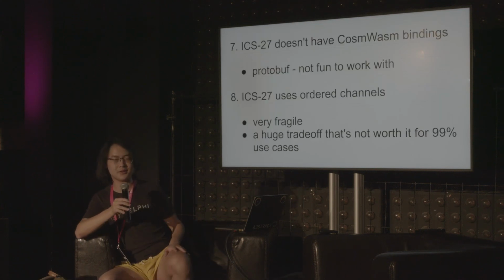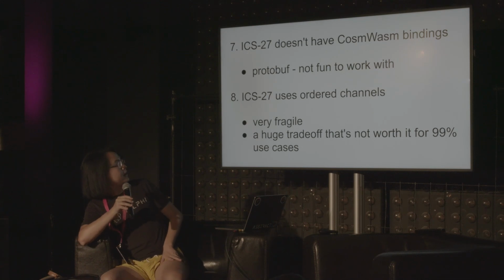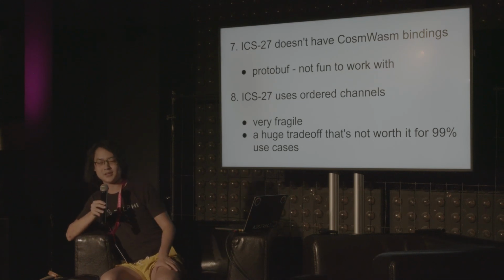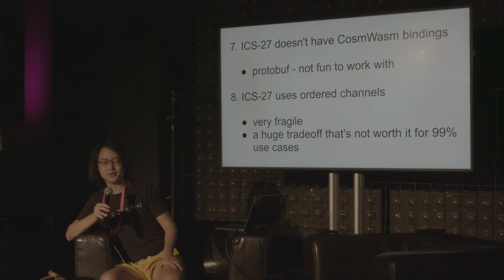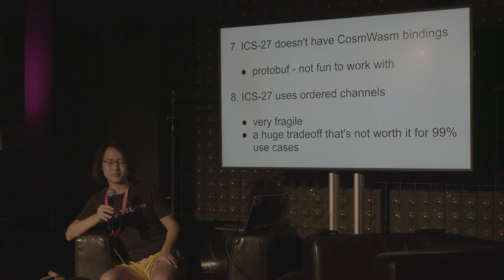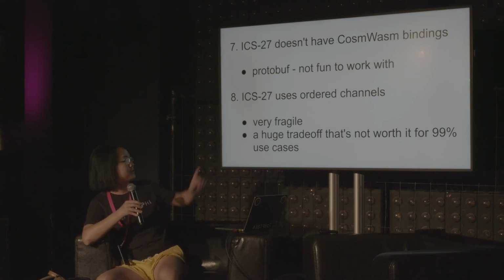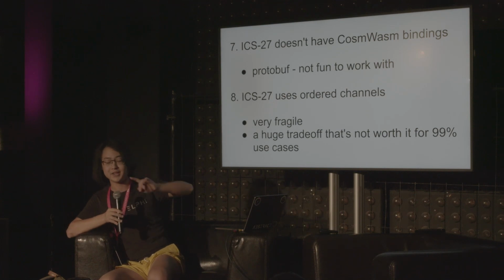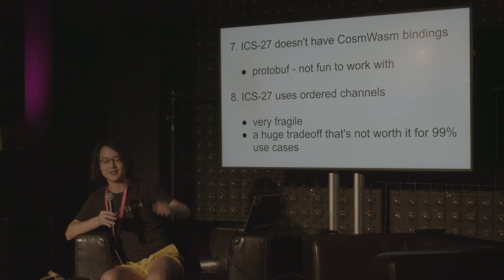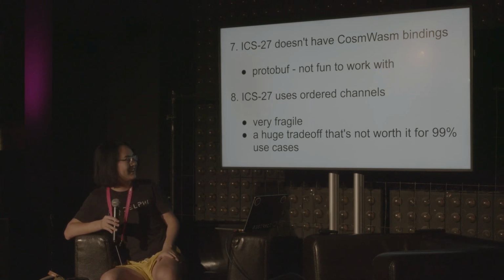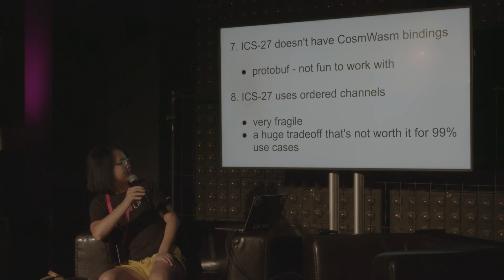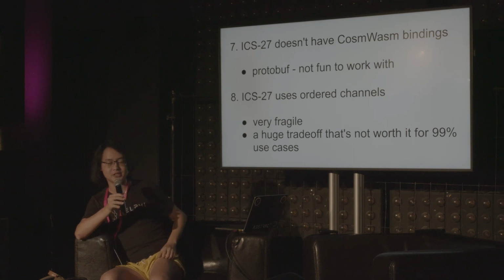The last two problems are with interchain accounts. The first one is it doesn't have CosmWasm bindings. So if you want to work with interchain accounts from your CosmWasm contract, you need to compile those protobuf files. They use the protobuf encoding, which, if you have worked with protobuf in Rust, you will agree with me, it's not a very pleasant experience. So ideally, we want a language-agnostic encoding such as JSON, right?